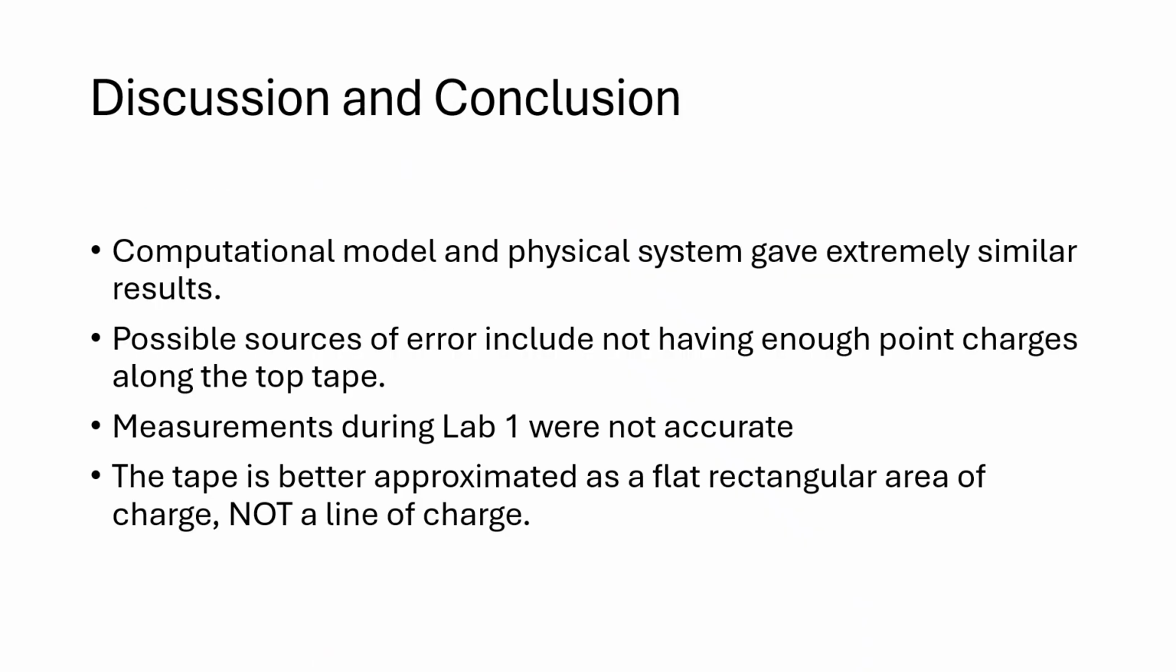Both the computational model and physical system gave extremely similar results. Possible sources of error include not having enough point charges along the top tape. Another source of discrepancy may also be because the tape is better approximated as a flat rectangular area of charge, not just simply a line of charge. Also, the measurements during Lab 1 may not have been accurate enough.